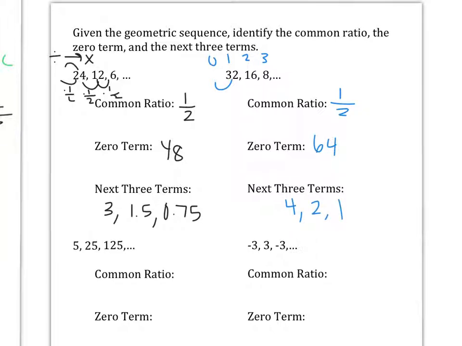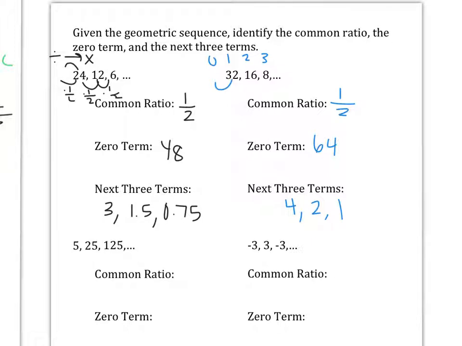Now with multiplying by 1/2 every time, a good question to think about is, we're getting these numbers smaller and smaller, 4 to 2 to 1. Will that ever get to 0? Could this sequence ever eventually get to 0? That's something to think about, and we will talk about that in class as well. Okay, let's look at the next example.